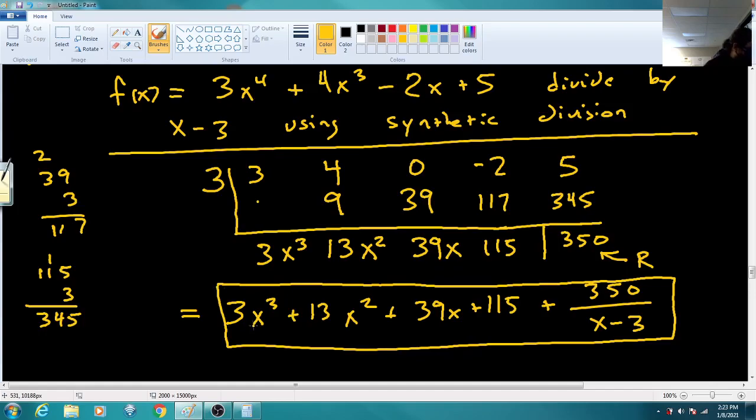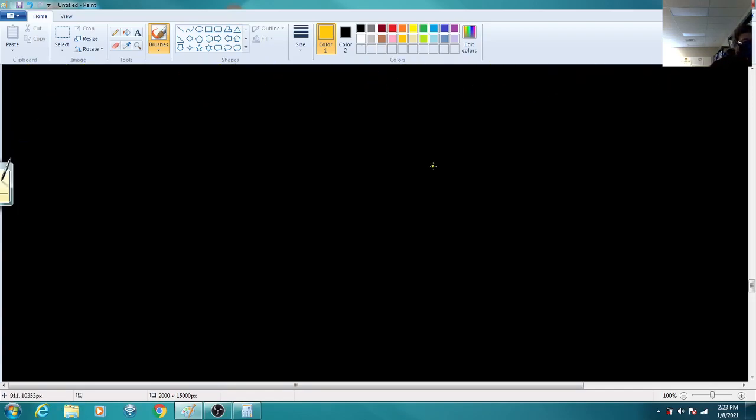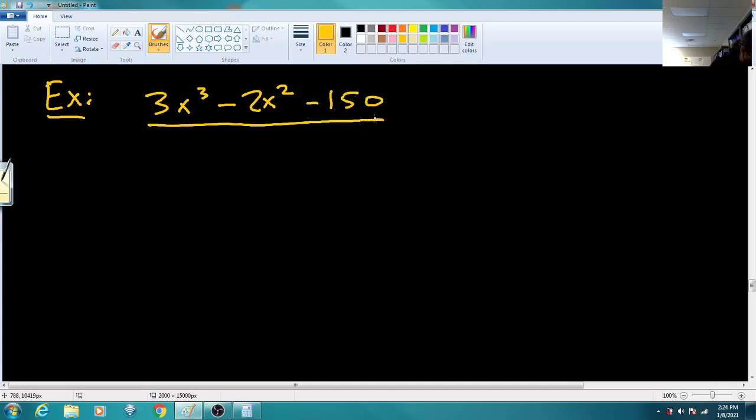So let's maybe do one more of these synthetic division types just to make sure that we feel like we got the hang of it. So I'll write one here. Let's say we want to do this next example. Suppose we want to do 3x cubed minus 2x squared minus 150, and we're trying to divide that by x minus 4.